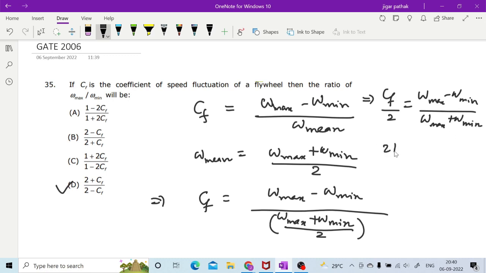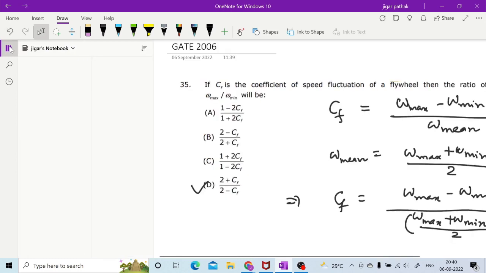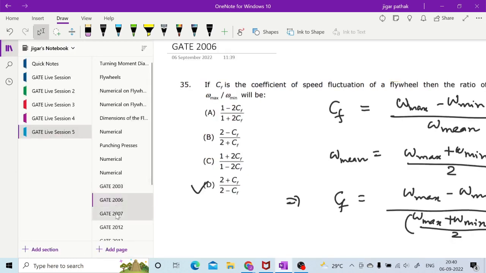So this 2 plus CF and 2 minus CF, when you do the same on the other side, it will give you omega max by omega mean. Actually 2 into omega max by 2 into omega mean, the 2 will be cancelled out, correct? Yes or no? Yes, sir.